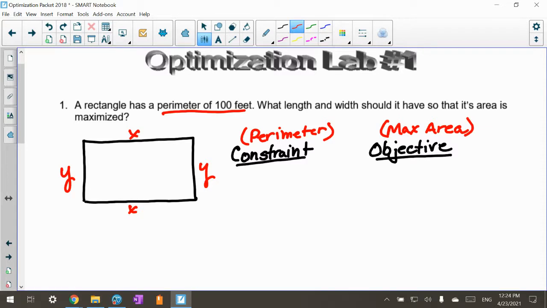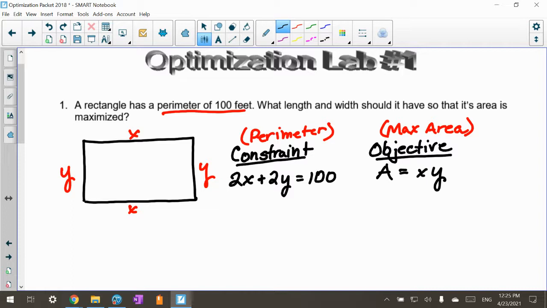So you can label your picture any way you want, but you have to use what you have for variables in your equation. Our constraint equation is perimeter. Perimeter is all the way around, so in my picture 2x plus 2y has to equal 100. There's my constraint equation. My objective is the max area. Area is length times width, or base times height, which in my picture is x times y. So now I have my equations.